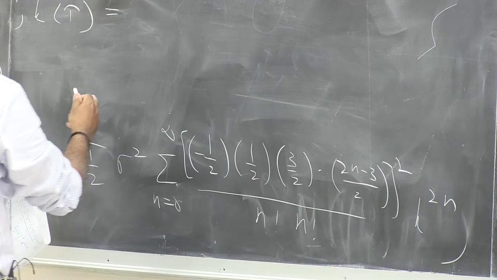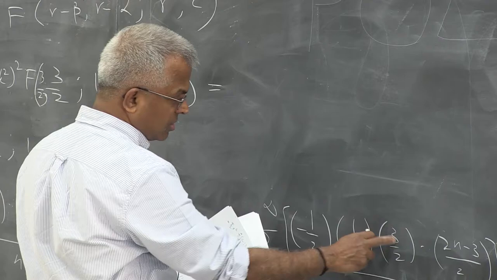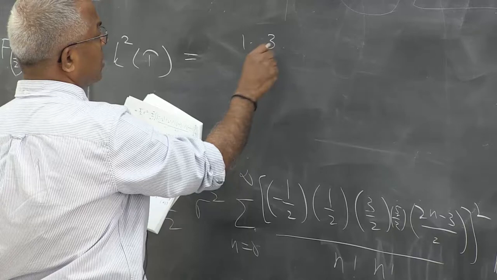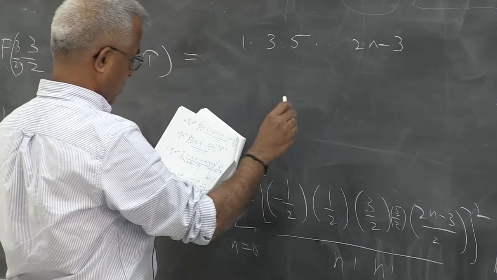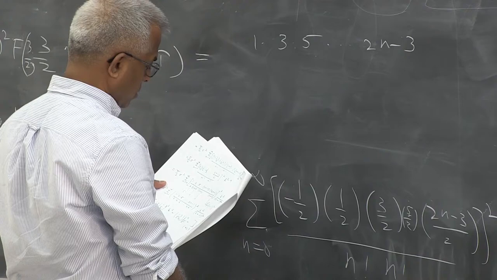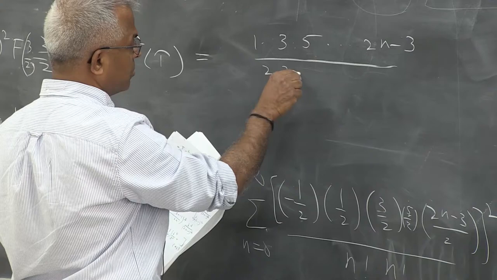If you want, we could also write this as, notice that you have here 1, 3, for the next term will be 5 by 2, etc. So you have 1, 3, 5, etc. in the numerator up to 2n minus 3. And in the denominator, you have here 2, then you take 2 into 2, you have 2 multiplied by 2. N factorial is, of course, 1, 2, 3, etc.